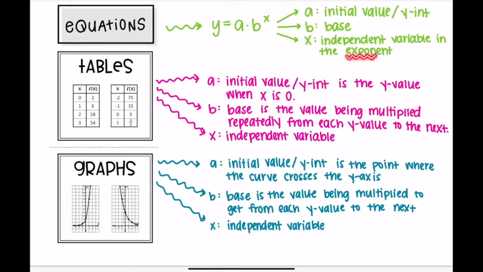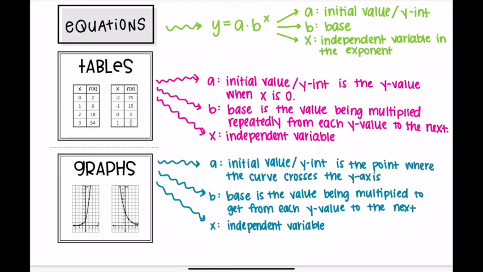It is very important that the variable, even if it's not an x, it could be an m, it could be a t, it could be an s, it can be any variable as long as it is a variable in the exponent. Then we move on to tables.